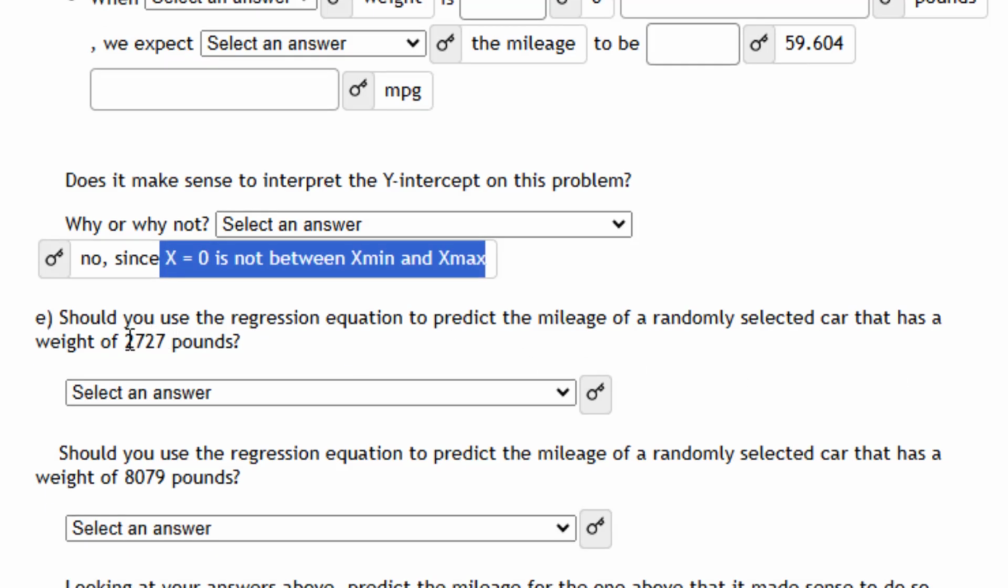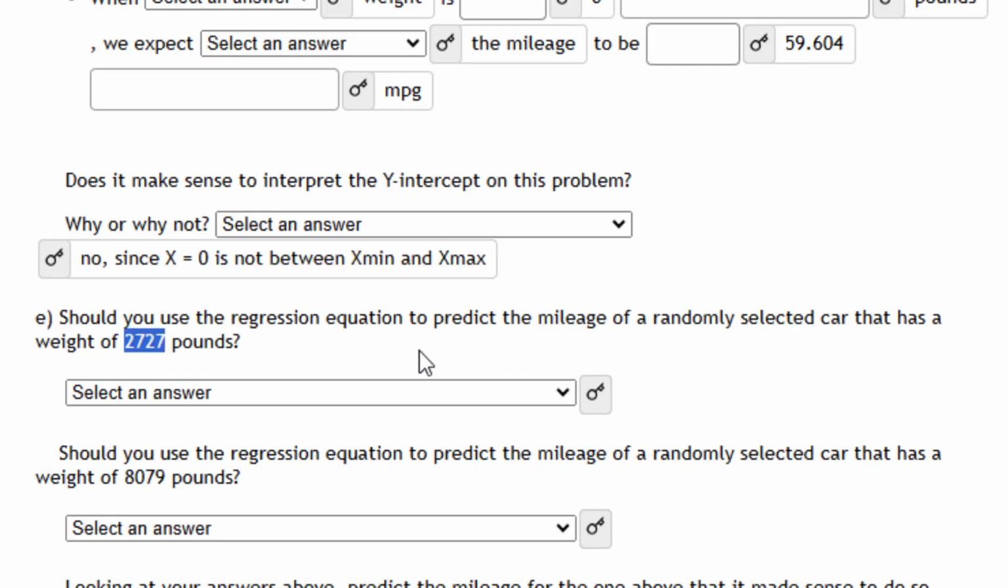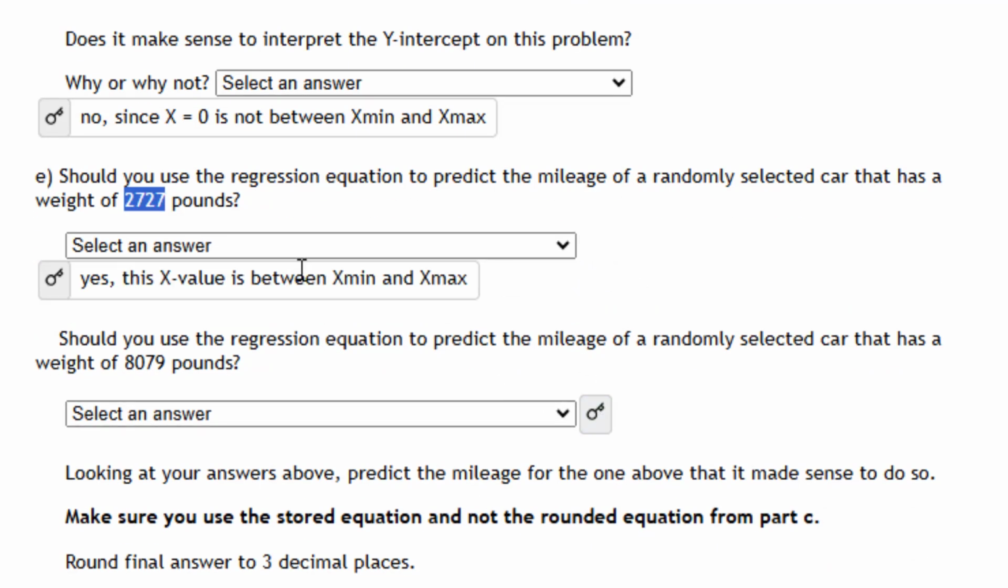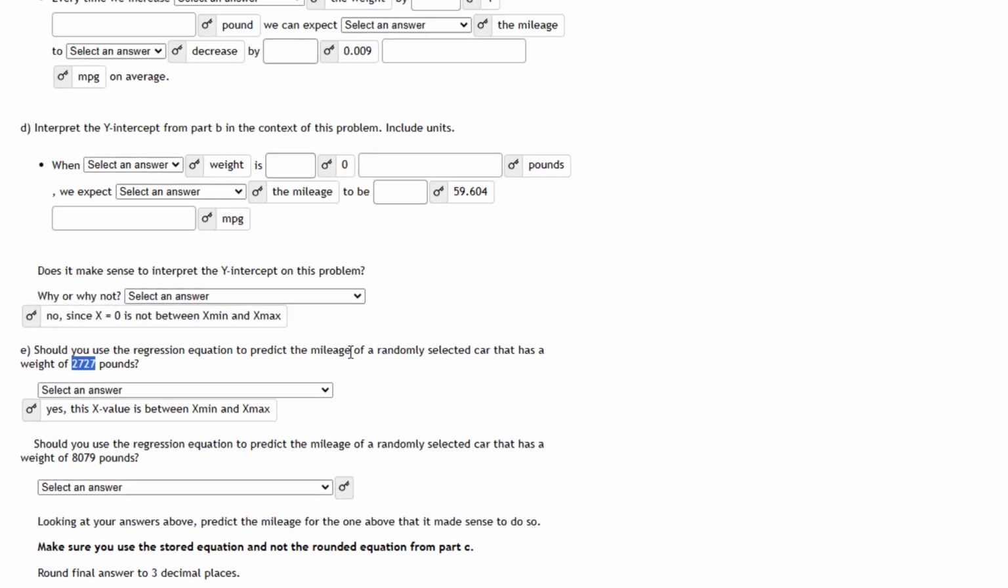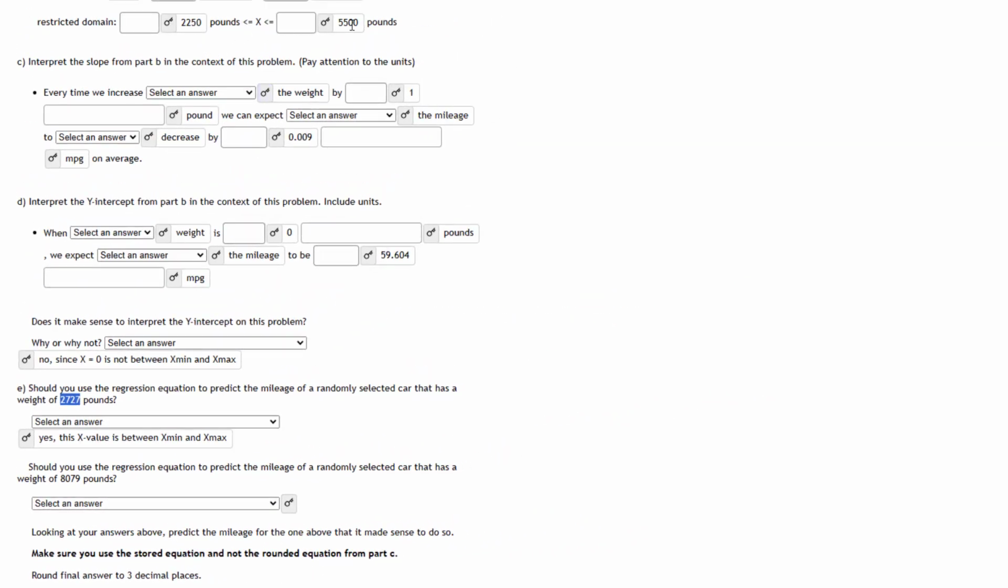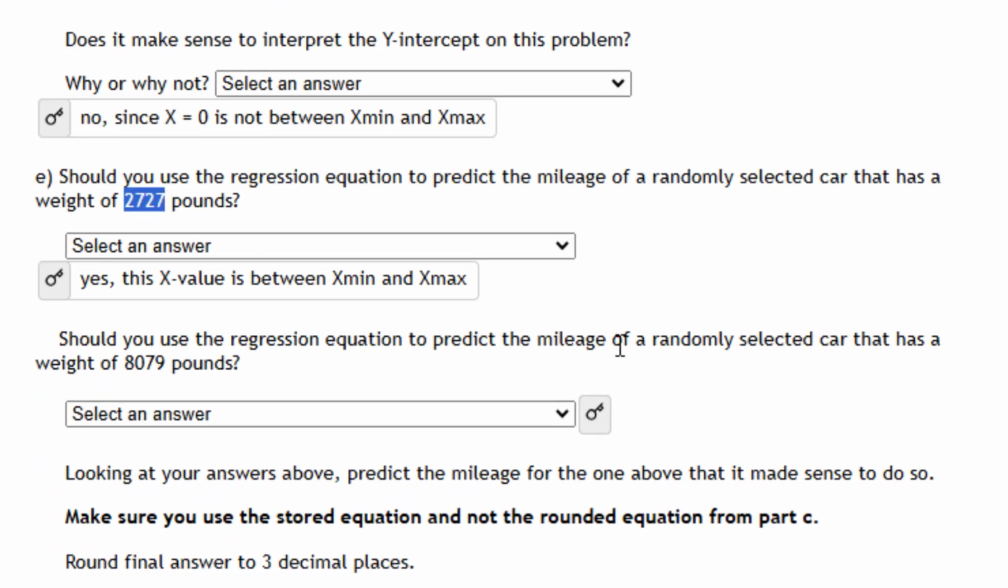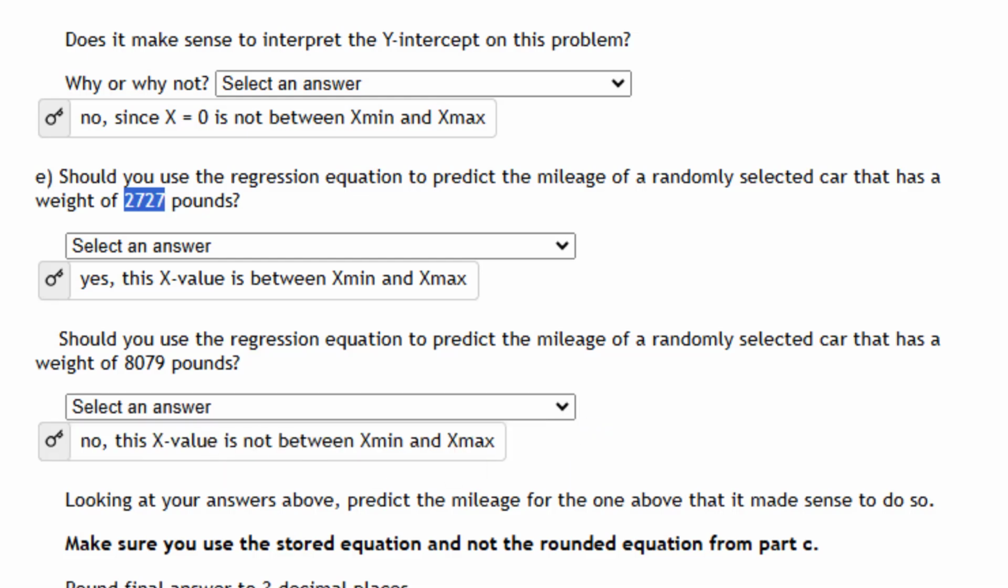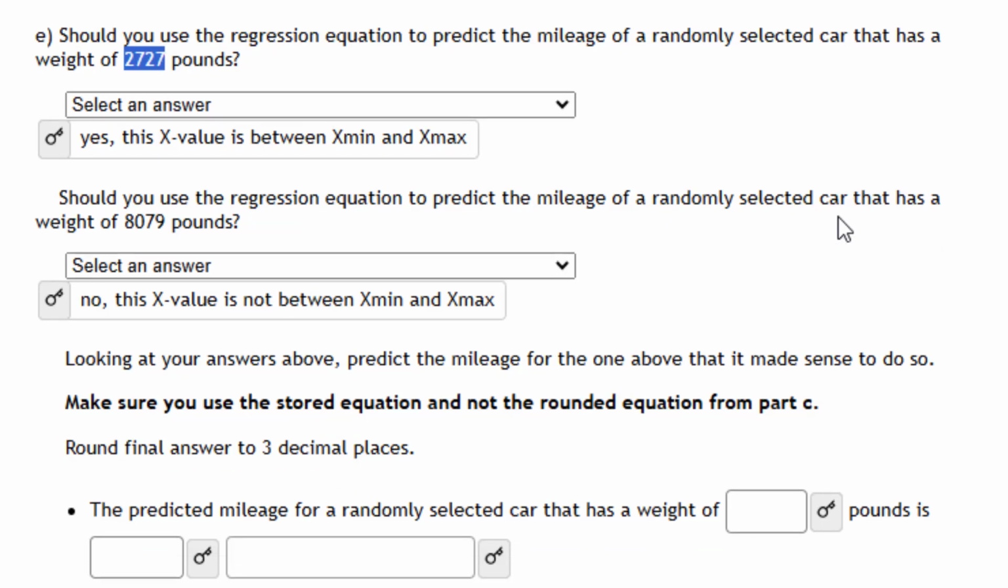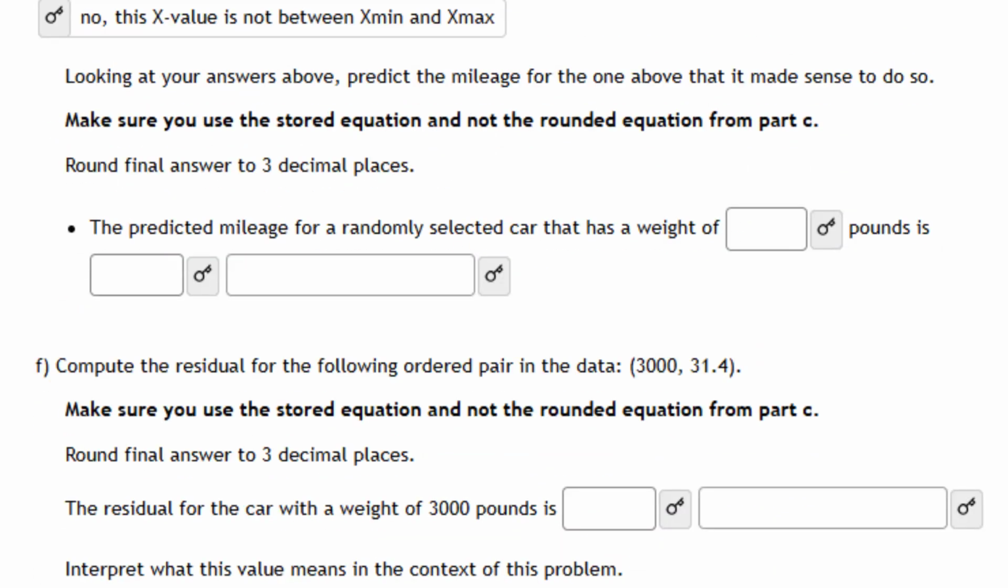Okay, how about 2727? Could we make a prediction for the miles per gallon for a car that weighed 2,727 pounds? Well, yes, we could. And we can do that because that value is between the minimum and the maximum, right? The minimum was 2250 and the maximum 5500. So it sits in there, so we could predict on that. But what about 8079? No, we can't predict that because that's outside of our range. It's too big. It's beyond the 5500. Okay, so between these two options, 2727 is the one that we can use. So we can use a weight of 2,727 pounds and we can predict the mileage.